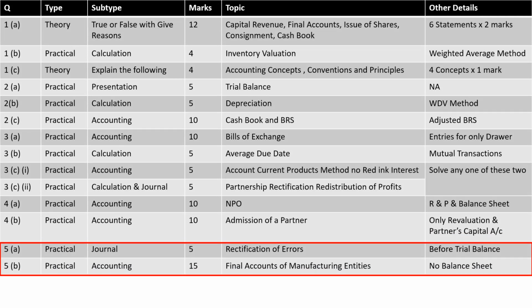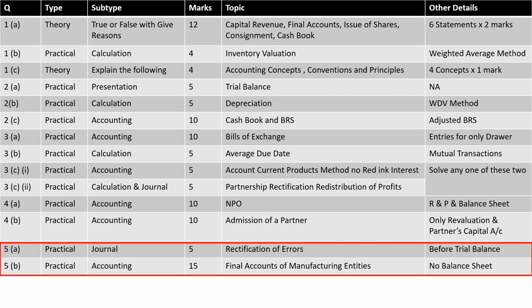Number 5, it was made up of 2 parts again, only 2 parts, 5A and 5B. But here question number 5A was only for 5 marks and 5B was for 15 marks. 5A was consisting of journal entries, only rectification of errors. I hope you remember there are 3 types of rectification of errors: before preparing trial balance, after preparing trial balance, and after preparing final accounts. Here they had asked before preparing trial balance. It was quite easy question, 5 marks straight away in your pocket.